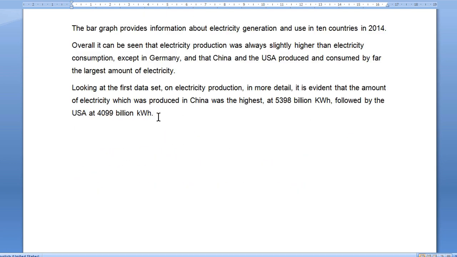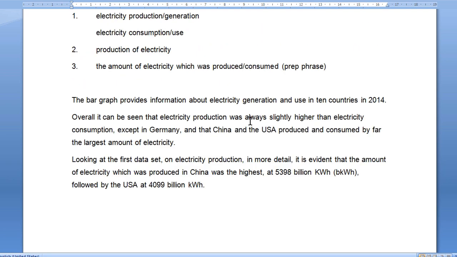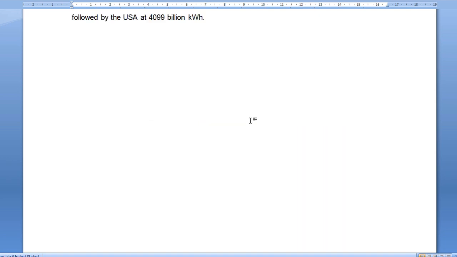Now, I just want to show you something that I actually should have done. I don't want to keep on saying billion, billion, billion. So what you could do is in brackets over here, you can say BKWH. So then the examiner knows from then on, anytime you say this, it means billion kilowatt hours, because you're going to be saying that a lot. Right, great. So we've got the first two.